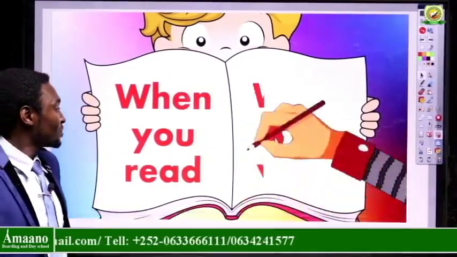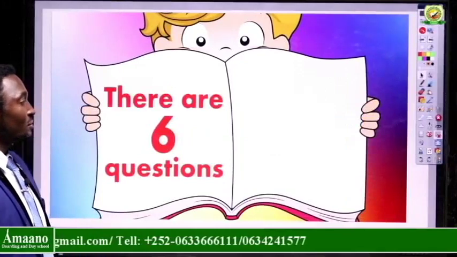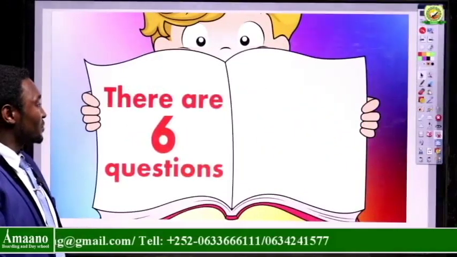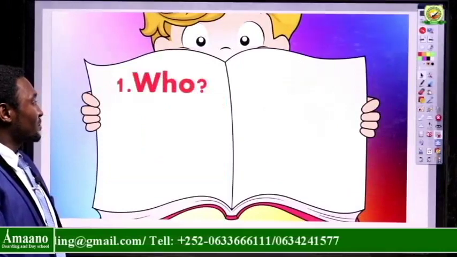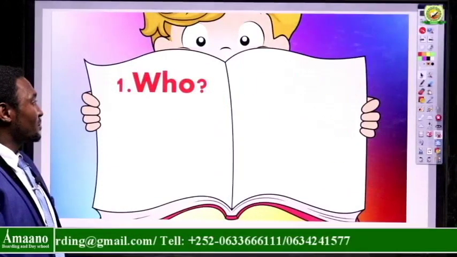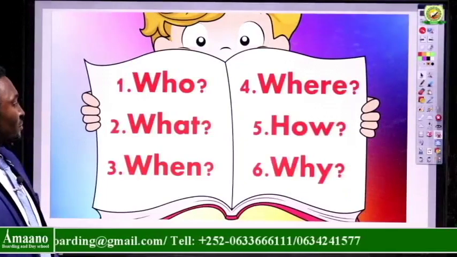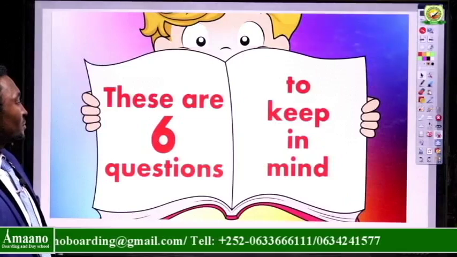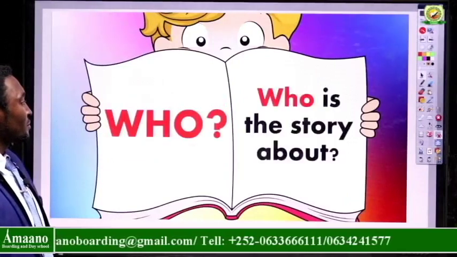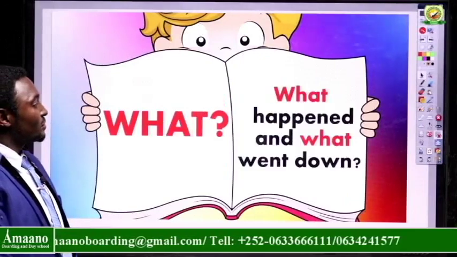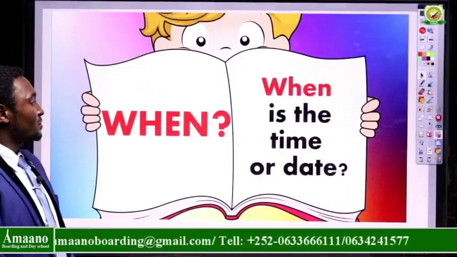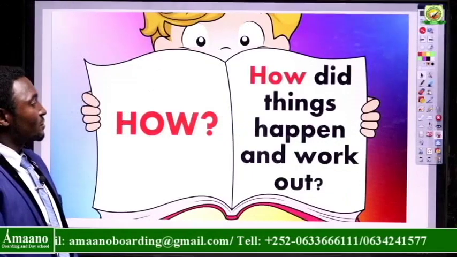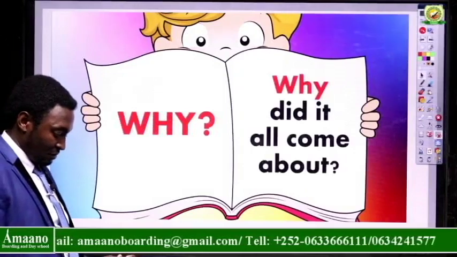When you read, when you write, there are 6 questions to keep in mind. Who, what, when, where, how, and why. These are 6 questions to keep in mind. Who is the story about? What happened and what went down? When is the time or date? Where does the story take place? How did things happen and work out? Why did it all come about?